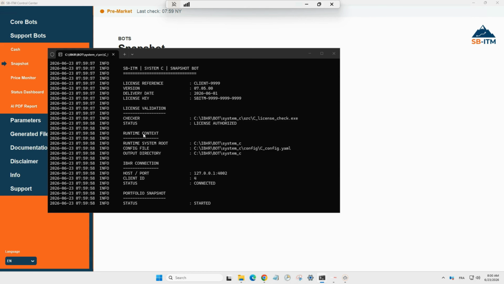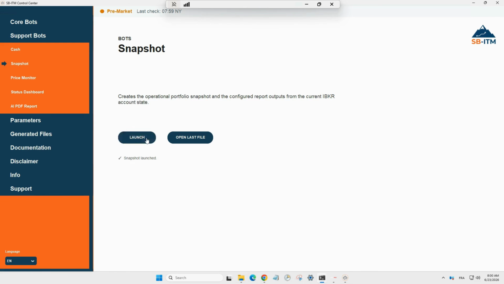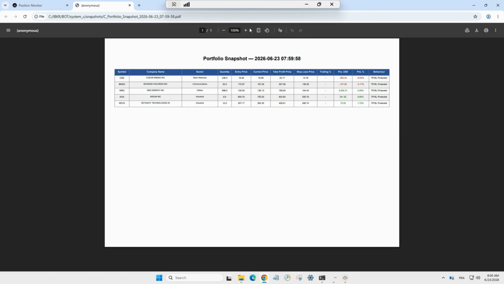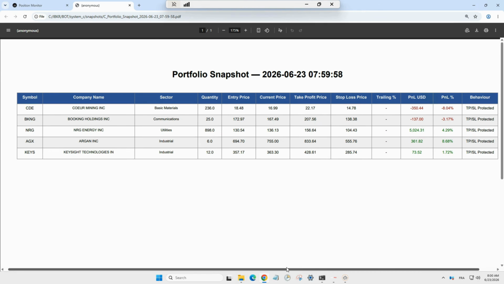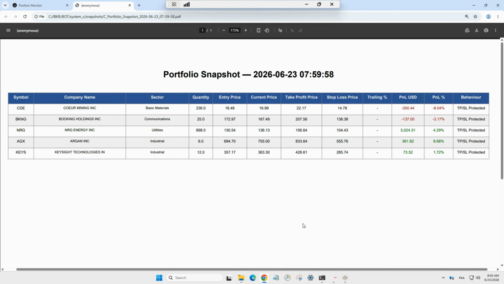Before market open, the snapshot bot captures a detailed view of the current portfolio. The generated report shows the open positions, entry prices, current prices, take profit and stop loss levels, profit and loss, and protection status. Together with the cash bot, this gives a clear portfolio baseline before the entry bot starts the execution phase.